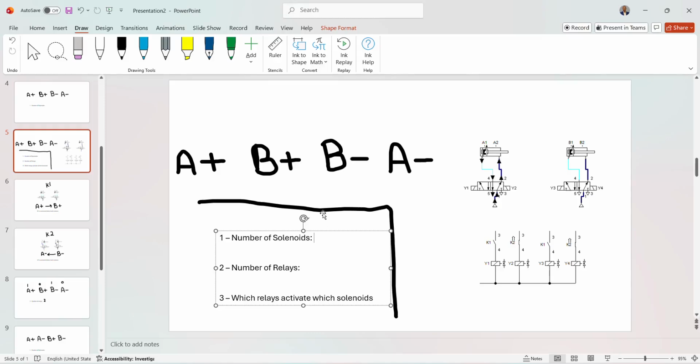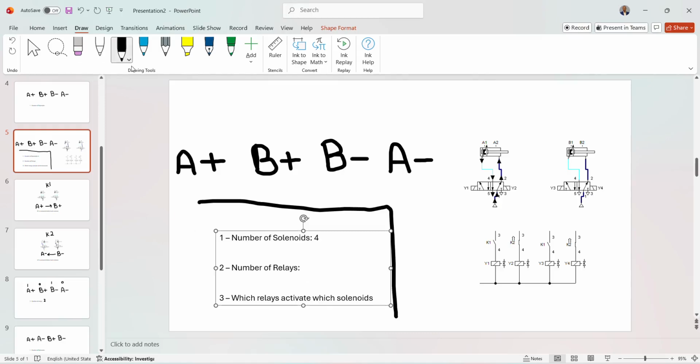And we said this is straightforward. The number of solenoids corresponds to the number of sequences we have. So we have 1, 2, 3, 4 sequences. So we will have 4 solenoids. Straightforward. The second question, which is the more important question, is what about the number of relays?